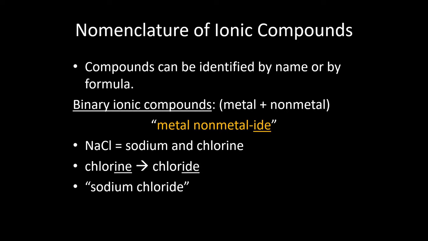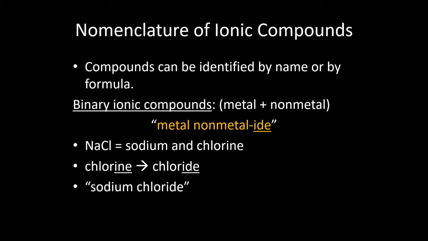So we're going to start here by talking about how to name the simplest kind of ionic compounds. These are what we call binary ionic compounds. The way that you name these, thankfully, is pretty straightforward. You just take the name of the metal, and then you take the name of the nonmetal, chop off the end of the name, and replace it with "ide."